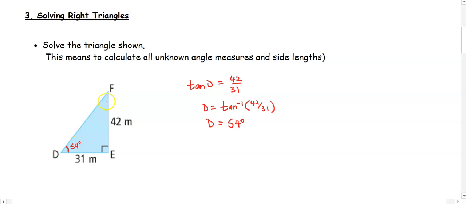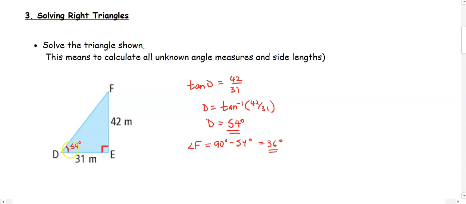I could do all of the work again to find angle F using opposite and adjacent. I could do that, but don't forget we know that the three angles in a triangle add up to 180, and one of the angles is already 90. Therefore, I can just say, well, angle F is going to be 90 degrees, subtract angle D. So we subtract those two angles and get 36 degrees. That's a lot easier than going through all that work again. So pick the most efficient way of finding angles and sides.